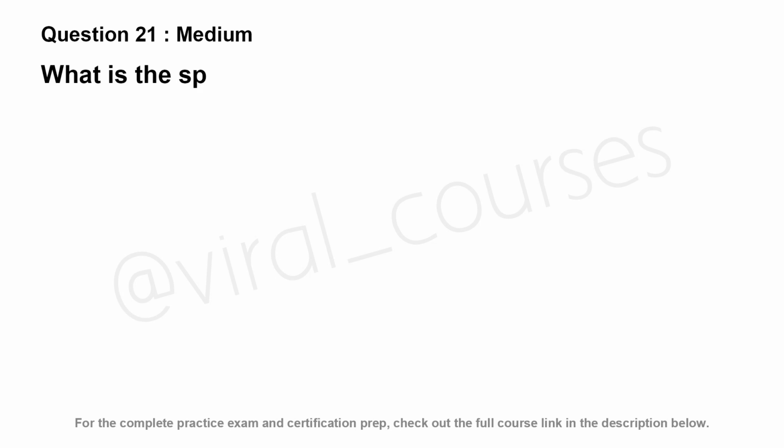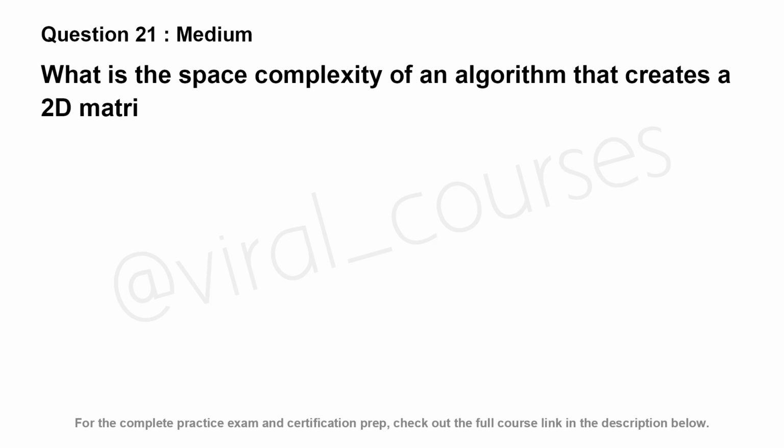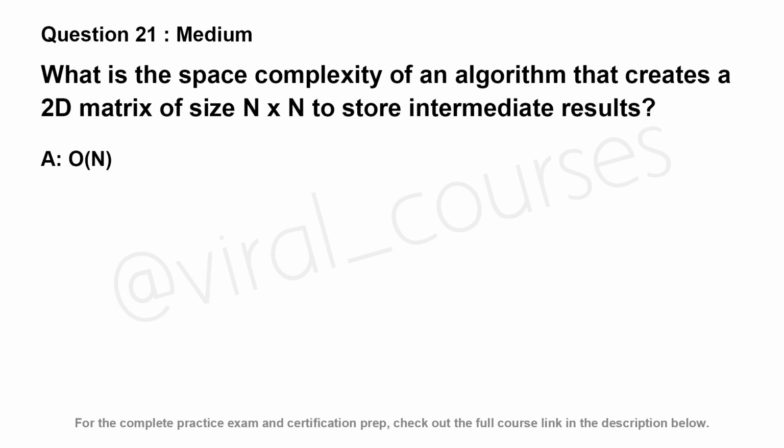What is the space complexity of an algorithm that creates a 2D matrix of size n by n to store intermediate results? Option A, O(n). Option B, O(n squared). Option C, O(2n). Option D, O(1).